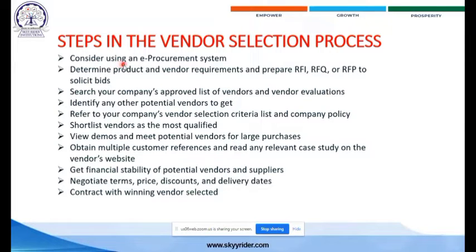Consider using an e-procurement system. Determine product and vendor requirements, and prepare RFI, RFQ, and RFP to solicit bids. These are the tenders. Solicit bids from the vendors. So these three, RFI, RFQ, and RFP, are where you have to select.